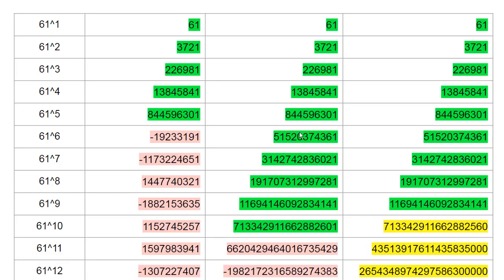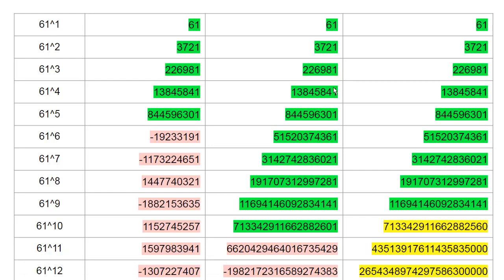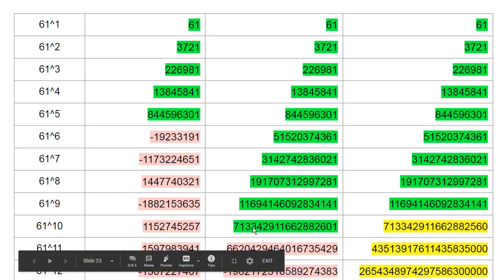When we use long, we can go all the way up to 61 to the power of 10. But at 61 to the power of 11, we overflow. As you can see, this is definitely not the correct one. If you multiply this number by 61, you should get something that starts with 4 and has 2 more digits instead of just 1 more digit. So the overflow happens here because it's 64 bits.